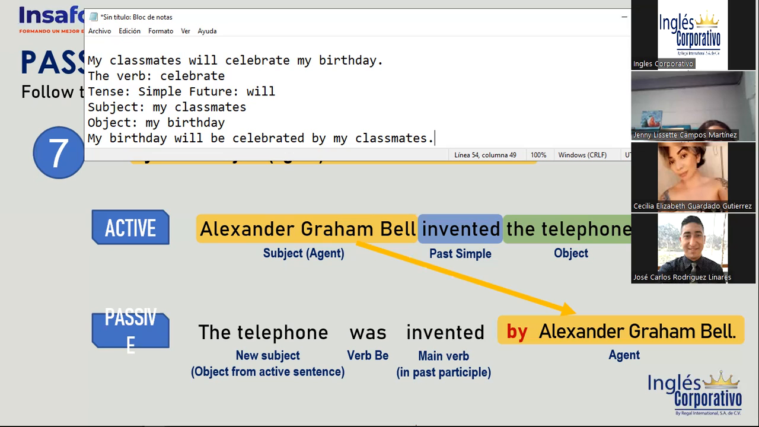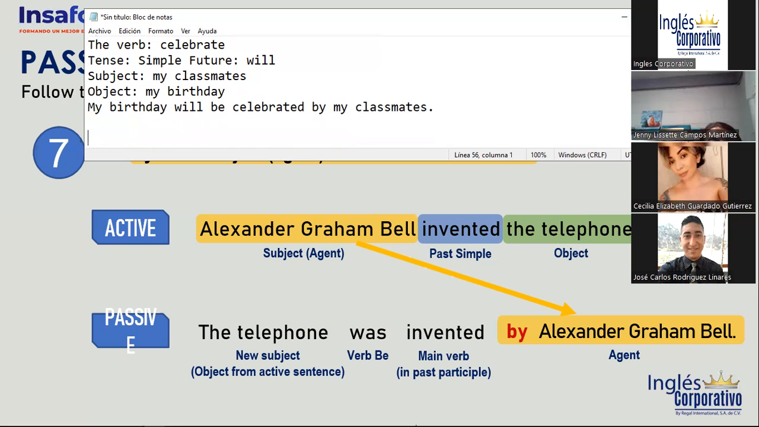No sé si hay alguna pregunta todavía. Questions? No se queden con sus dudas, ¿verdad? Si tienen preguntas. Teacher, y when is a question? It's the same. The only difference is that it will follow the question pattern. Deme un ejemplo. What is your birthday? Pero ¿cuál sería el objeto ahí? Ajá, porque es el verbo to be.